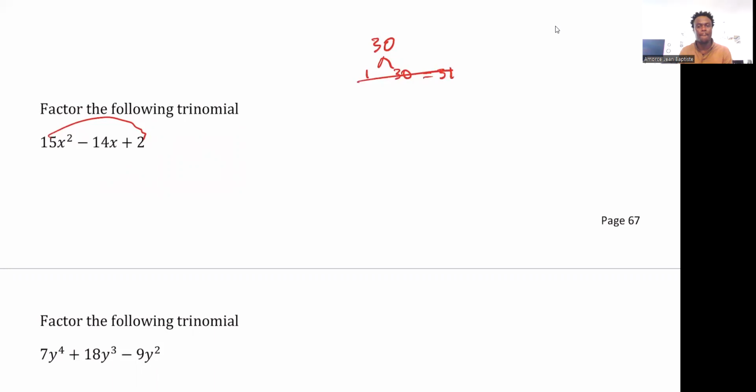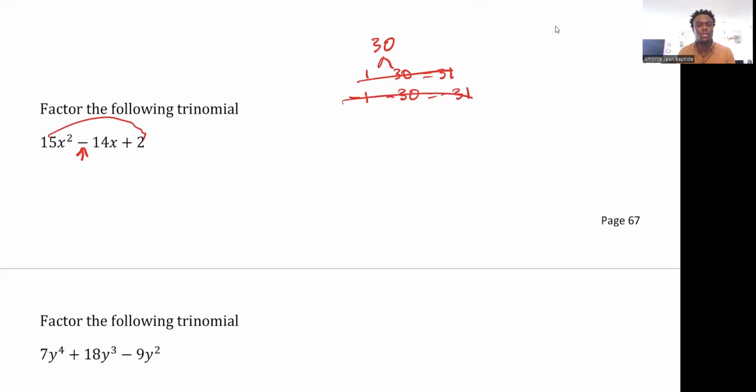Cross out. But because it's -14, let me try to see the negative values. -1 and -30. I can't take one negative and one positive, because if I multiply a negative and a positive, it'll give me a negative number, and 30 is already positive. So I can't take a negative. Both of the factors should have the same sign. Now, when I add, it's -31. This one also cross out.